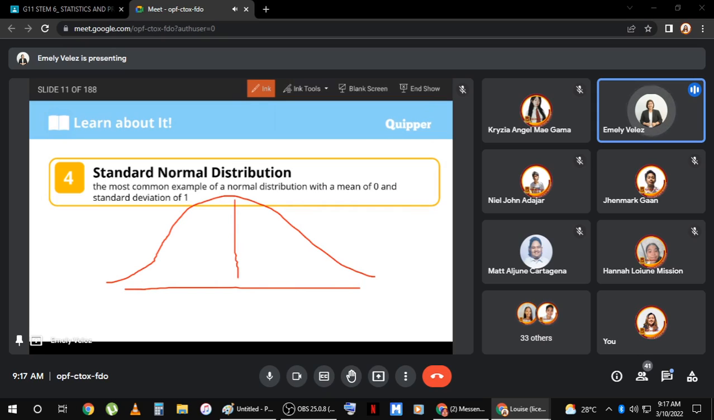So, if this is a normal curve, and that would be the mean, then we divide 1, 2, 3 on the right side, and 1, 2, 3 on the left side. So these are the divisions, 3 on the left, 3 on the right.